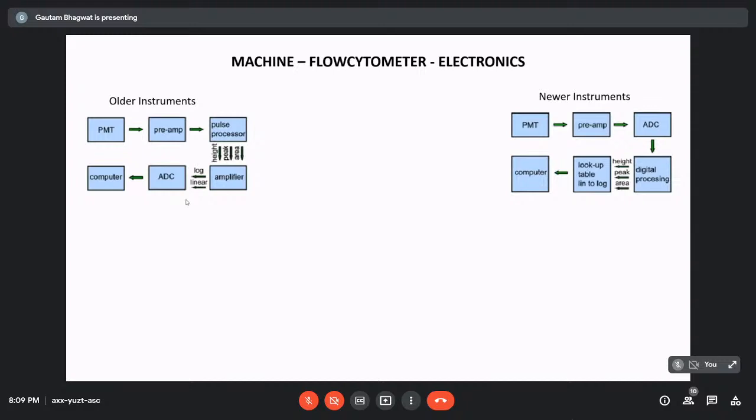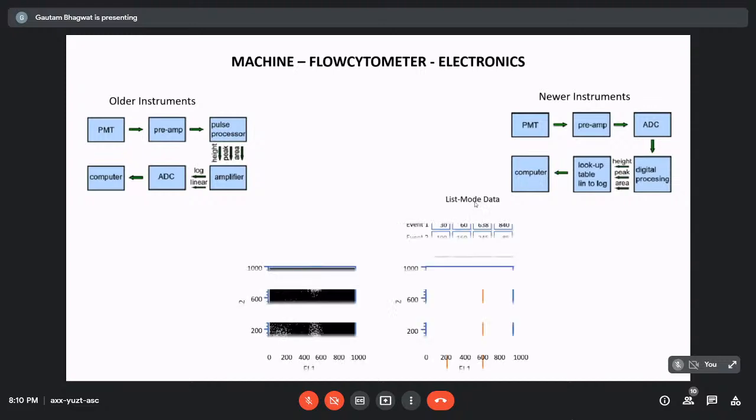Because nowadays, instead of 8-bit or 10-bit, we have more bits. So 2 to the power 10 would give a lower resolution than 2 to the power 32. Therefore the digitalization takes place in these ADCs at the very start, from the PMTs, and then this digital processing goes to my computer. This is the change which has brought about better resolution of the events.